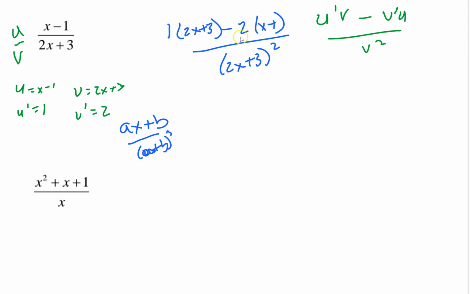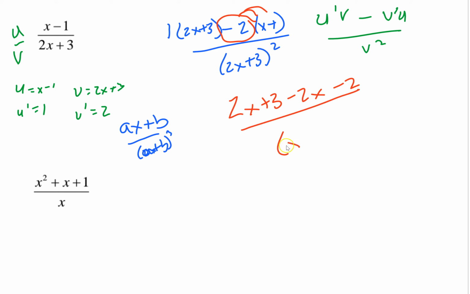The 1 doesn't do anything. Distribute the -2 to both of them. Remember, it's a -2, so that matters. So 2x plus 3 minus 2x minus 2. We never have to simplify the bottom for the most part. Here you can combine like terms.